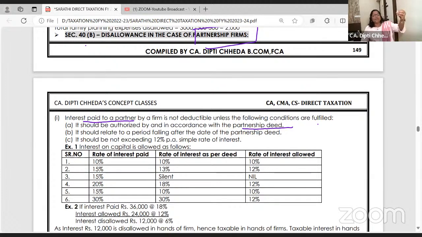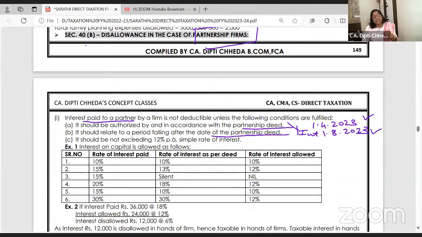Can we say orally, no auditor sir, you just give partner 10% interest? Is it mentioned in the deed or not? So check that. Second is, it should relate to a period falling after the date of partnership deed. Partnership started from 1st April 2023, but interest clause was added in the deed from 1st August 2023. Then interest will be allowed from April or August? So interest is allowed. It can be paid on the capital to the partners, simple interest, provided it is mentioned in the deed from the date after the deed.